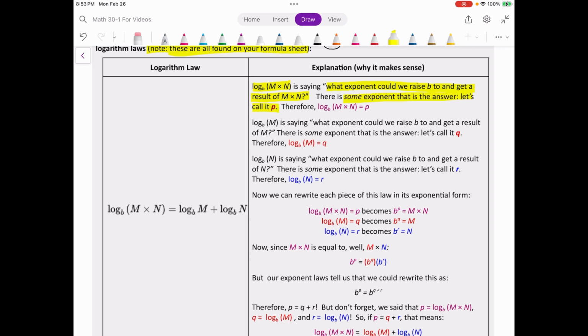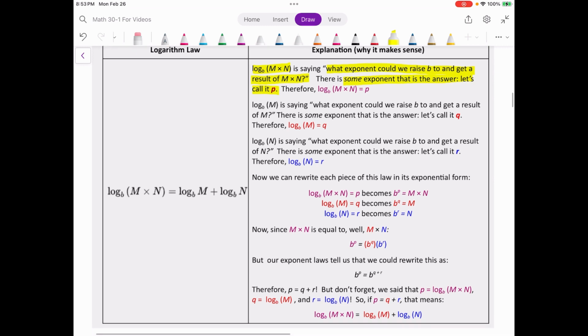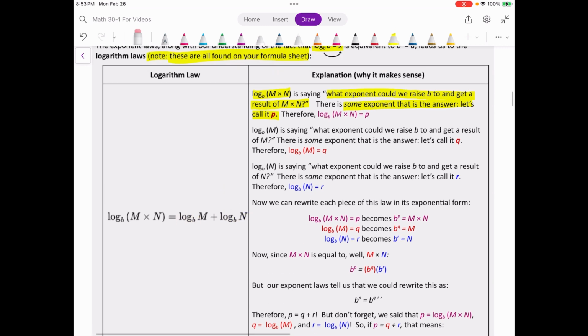Let's just say it's p. And therefore, log base b of m times n equals p, right? All I'm saying is that b to the power of p equals m times n. And log base b of m times n is equal to that power, whatever power b would need to become m times n. Now we're just going to apply that same logic to the other parts of our law, log base b of m and log base b of n.